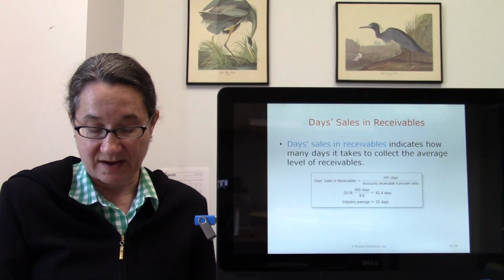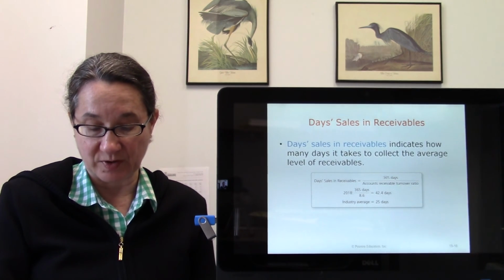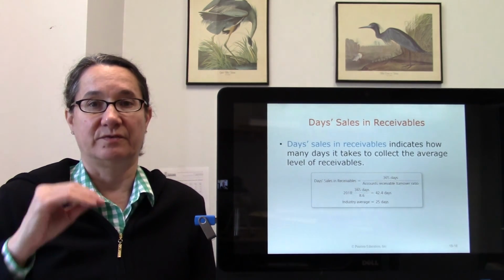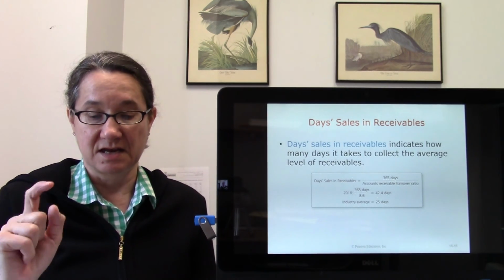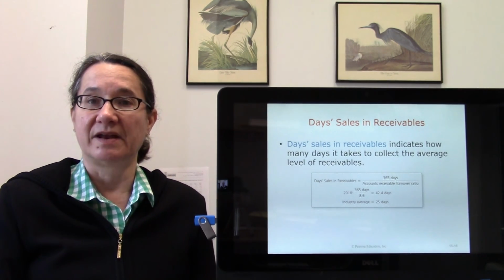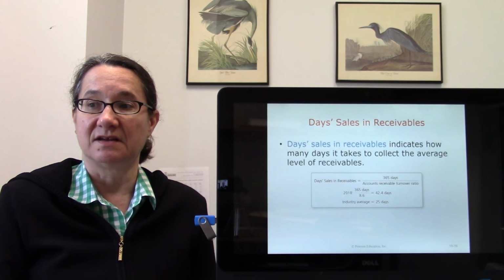Industry average is 25 days. The shorter the collection period, the more quickly they can use their cash. So you want to turn those receivables into cash, but not so quickly that it means you're not giving enough credit.